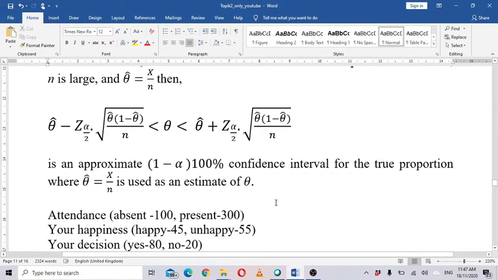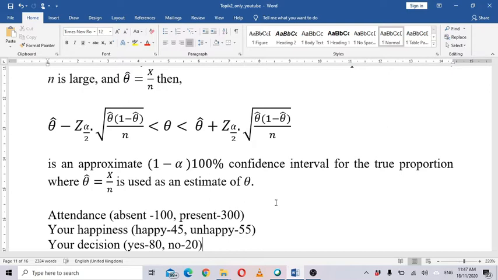But what is an example to compute the theta hat? Let me use the same example as before. Attendance: let's say absent 100 students, present 300 students. Your happiness: from the sample taken, 45 said happy, 55 said unhappy. And if the question asks about decision, 80 say yes and 20 say no.